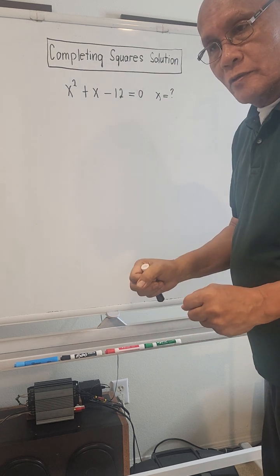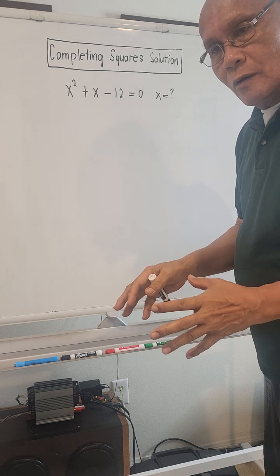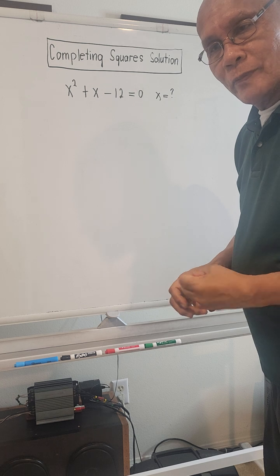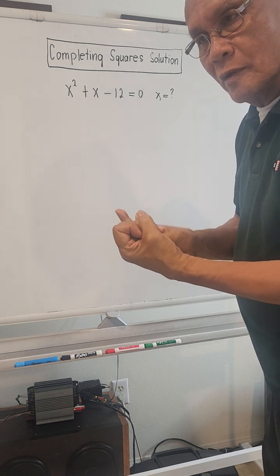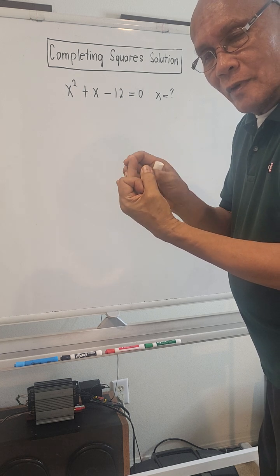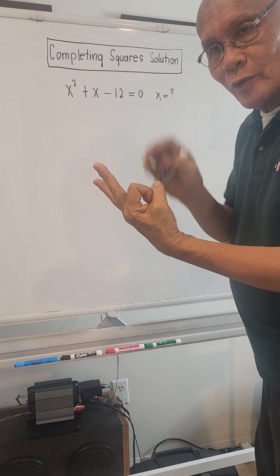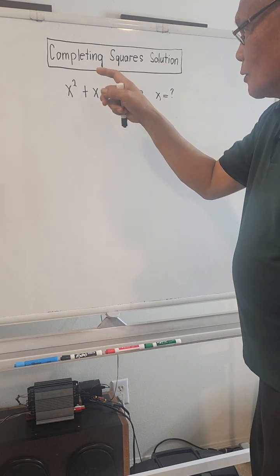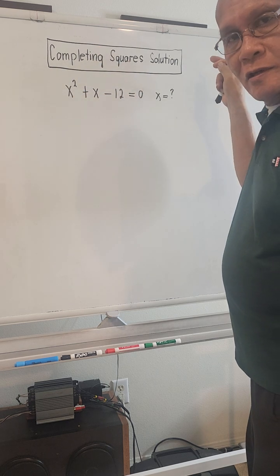Completing square solution is actually one of the solutions on how to bring out the so-called roots of a quadratic equation. There are three solutions for a quadratic equation. First is by factoring, number two is by completing squares, and number three is by using the so-called quadratic formula. So for tonight, I will be discussing the solution of the quadratic equation by completing squares.